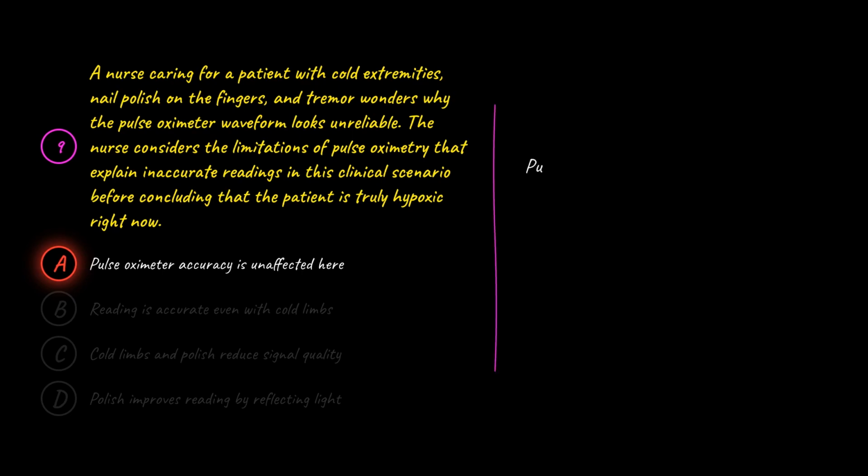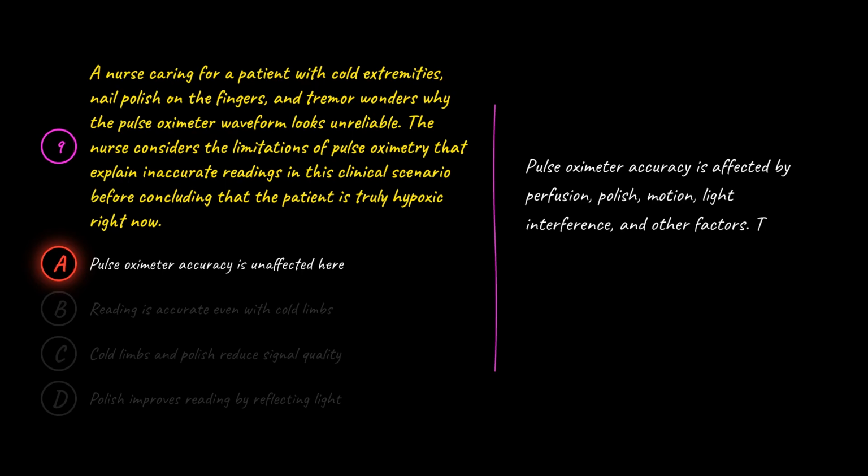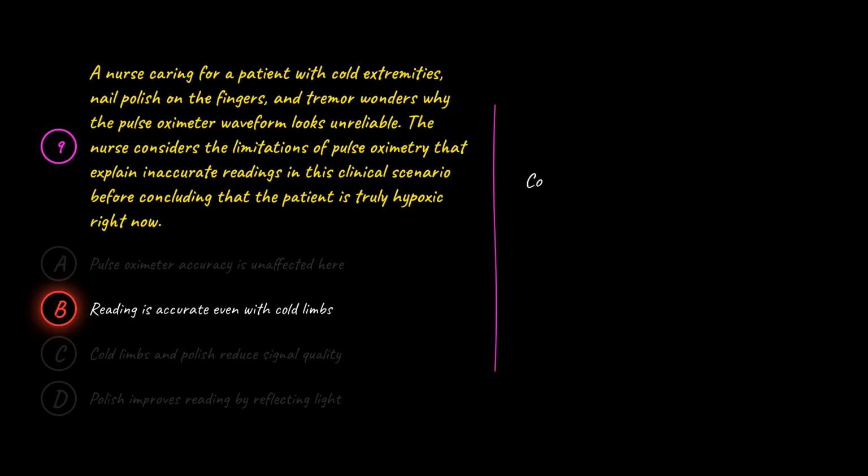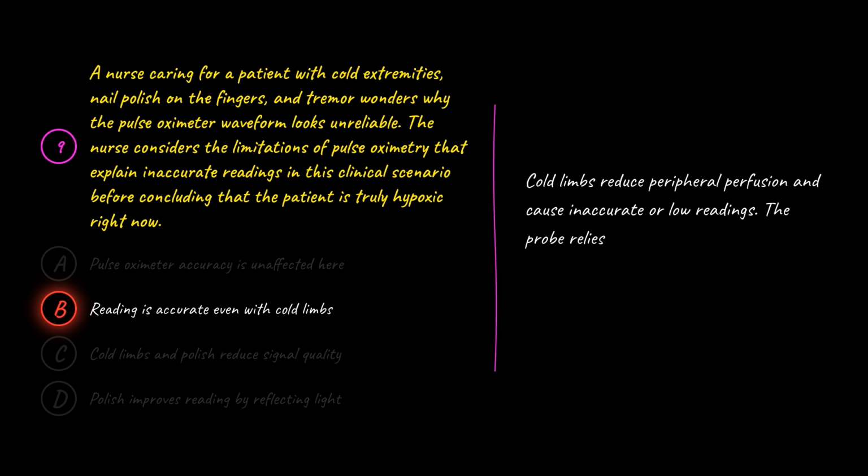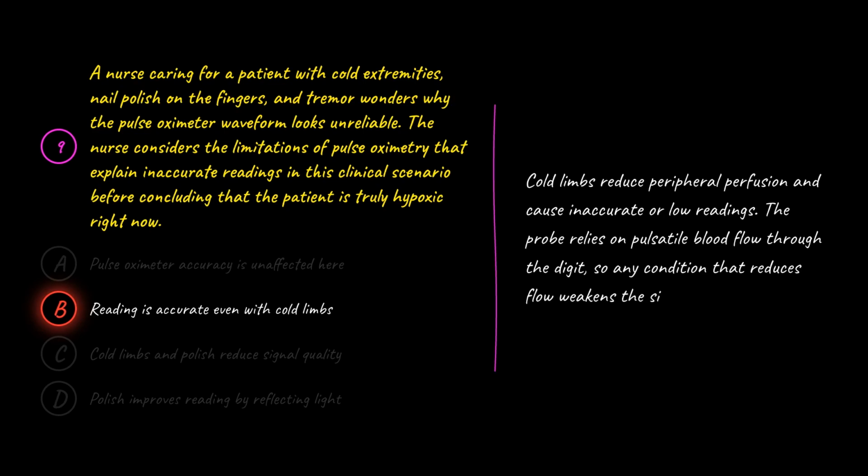A is wrong because pulse oximeter accuracy is affected by perfusion, polish, motion, light interference, and other factors. Treating the device as foolproof leads to false reassurance or false alarm and can result in poor decisions. B is wrong because cold limbs reduce peripheral perfusion and cause inaccurate or low readings. The probe relies on pulsatile blood flow through the digit, so any condition that reduces flow weakens the signal noticeably.